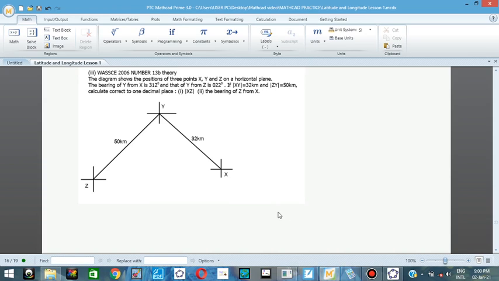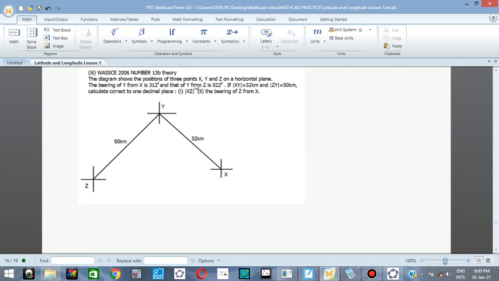Alright, this is the third question I have for us today, and you can see it is a theory question from 2006, number 13B. The question gave us a sketch, so this is just a guide on how your diagram is going to be. But I don't really need this diagram. I want us to focus on this statement. The statement is very important.